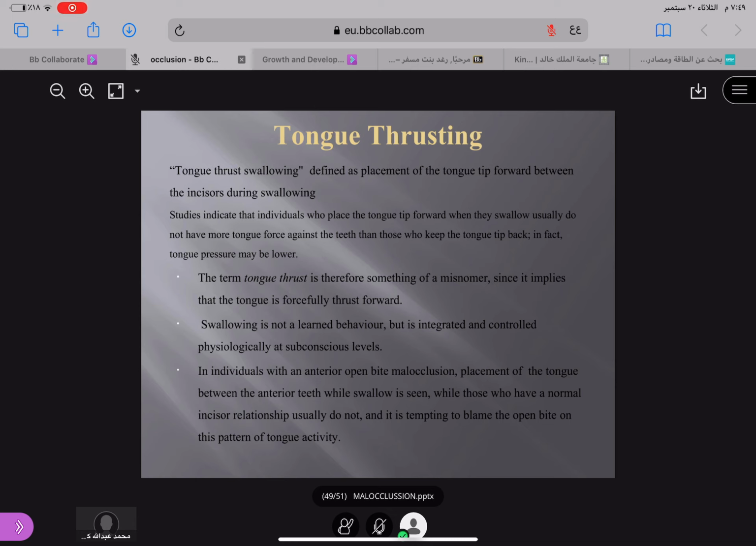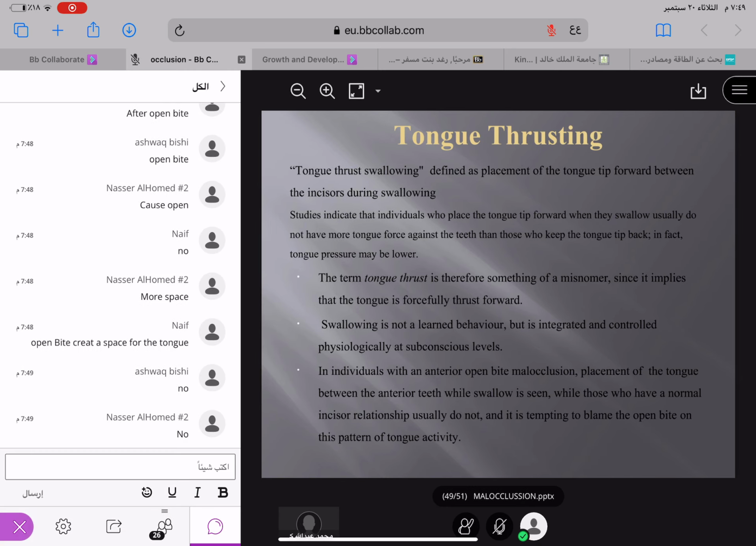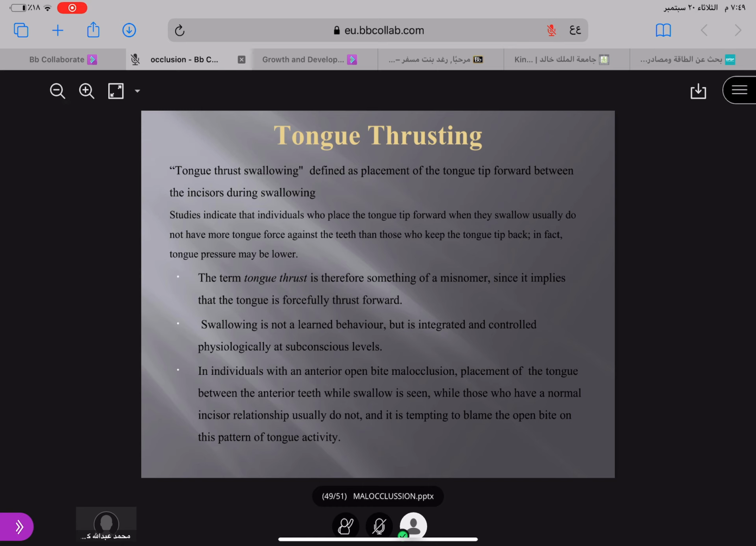Why? Because in normal swallowing, if you try to swallow with your teeth open, can you swallow? Is there anybody in the class right now who is listening to me who can swallow without closing the mouth? Keeping your mouth open, try to swallow. Is it possible? No. Why? Because you need to have an anterior stop. To have a normal swallowing pattern, you need an anterior stop, which is provided by normal overbite.